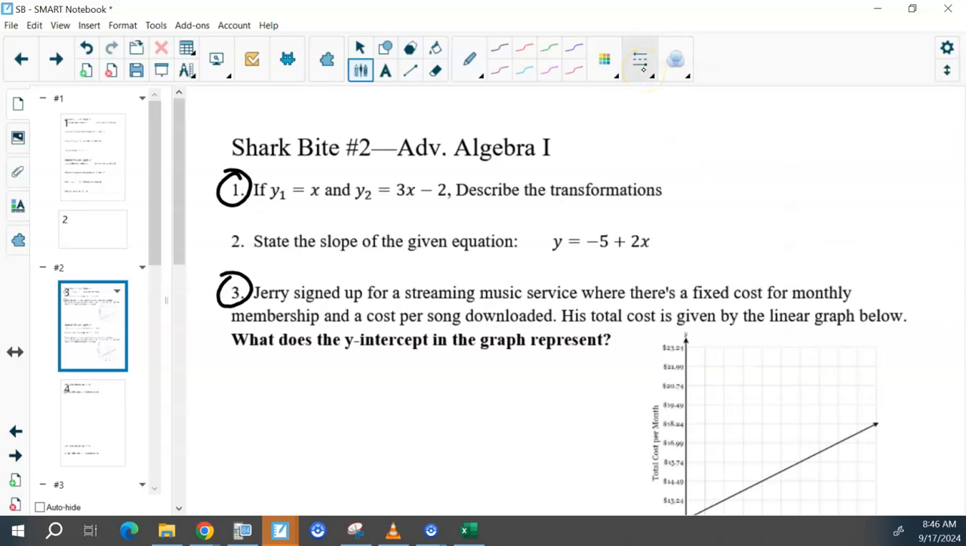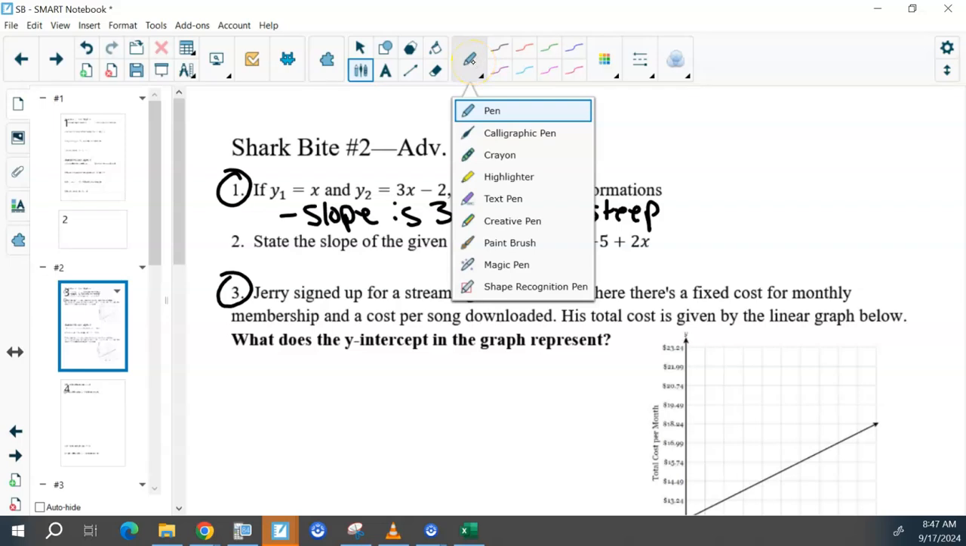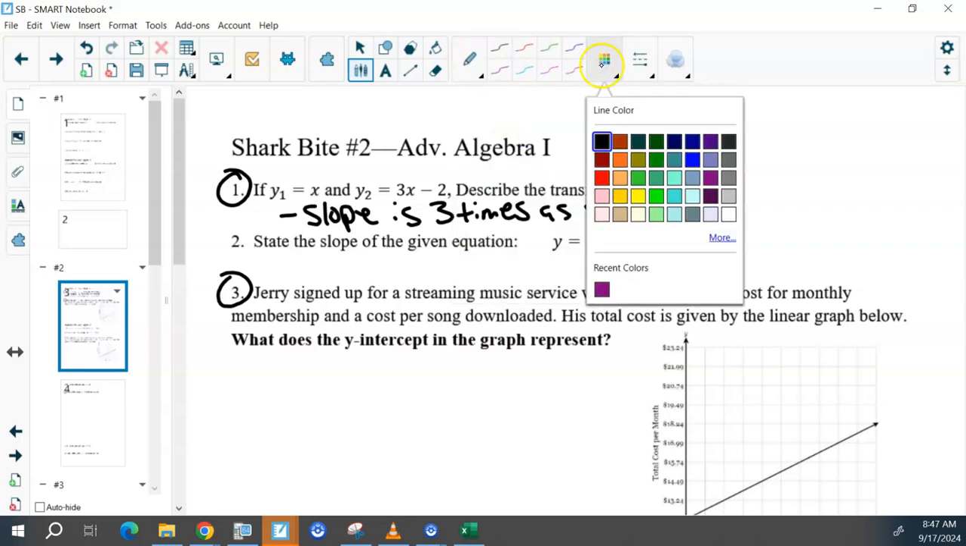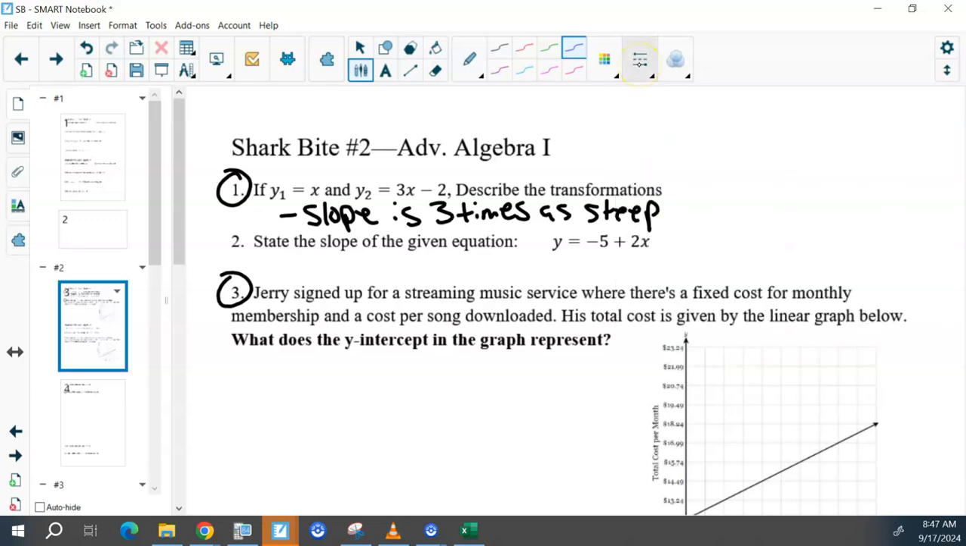Okay, for number 1, you were looking at transformations. We started with this original y1 equals x and went on to y2 equals 3x minus 2. Two things happen, one thing to the slope, one thing to the y-intercept. For the slope, it got steeper by 3, or is 3 times as steep. For the y-intercept, it was at 0. It's now at -2, so that shifted down 2.